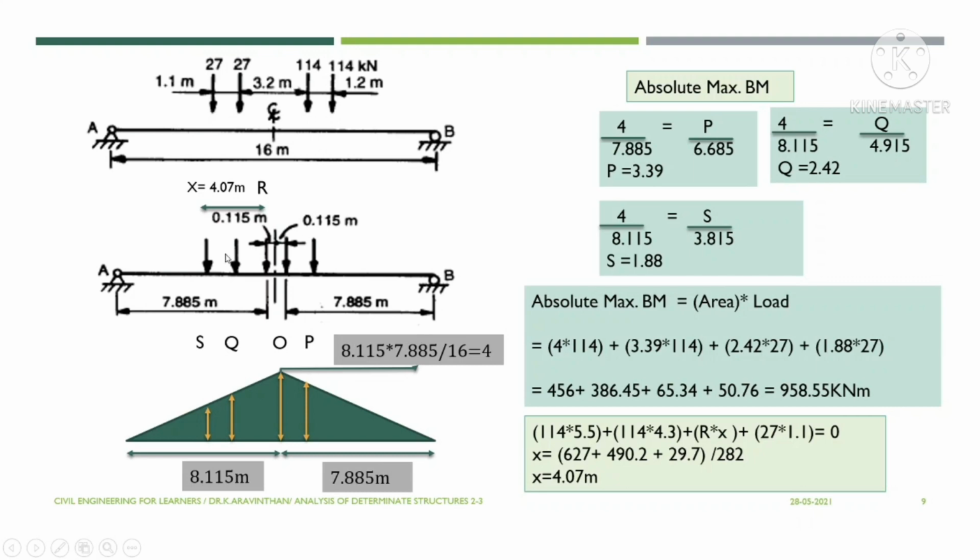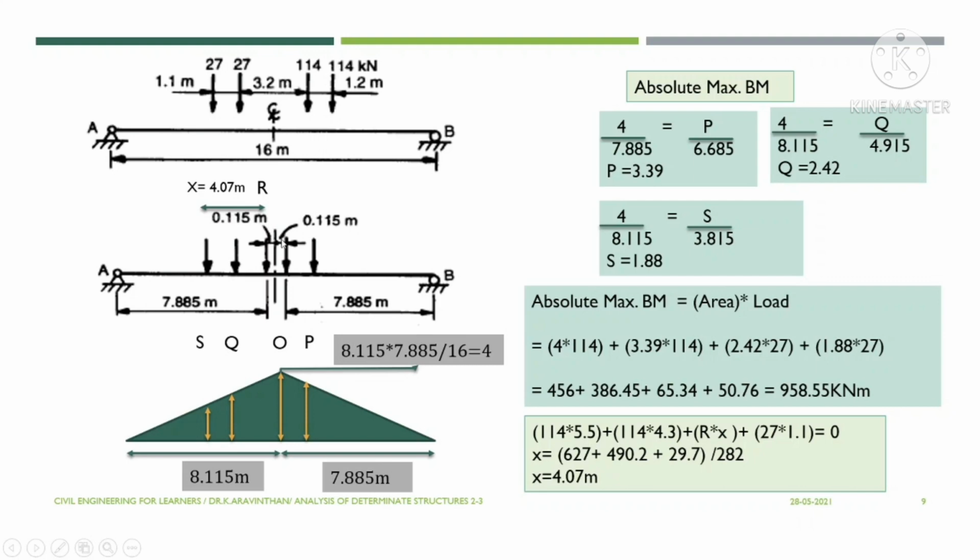So if I subtract 4.3 minus 4.07, I will be getting the remaining distance, and the remaining distance is 4.3 minus 4.07, which will be 0.23. So the distance from the resultant to the nearest maximum load is 0.23. What I have to do is split the 0.23 into 2 halves. So 0.23 divided by 2 will be 0.115 meter.